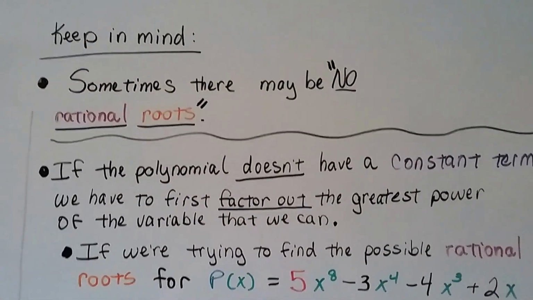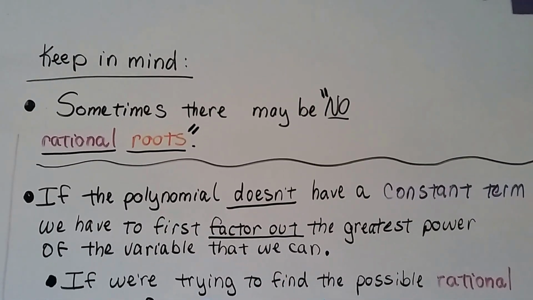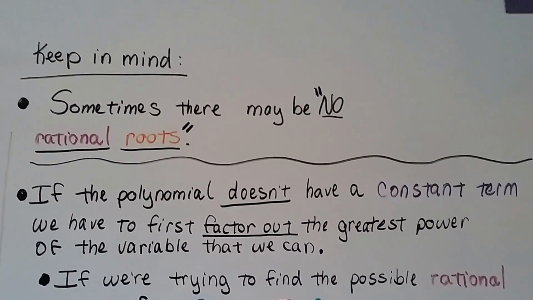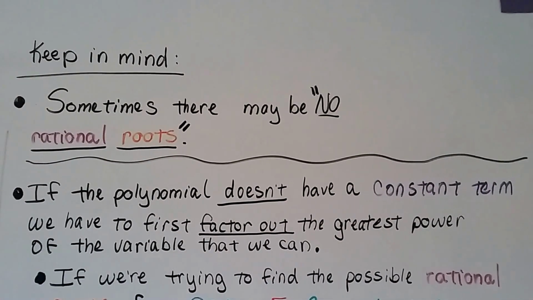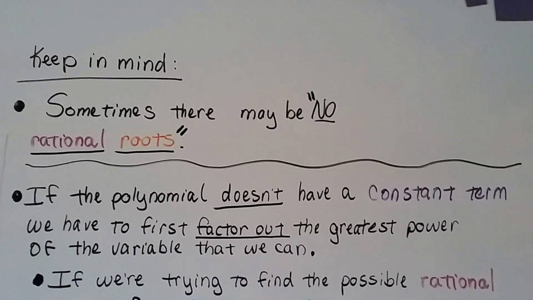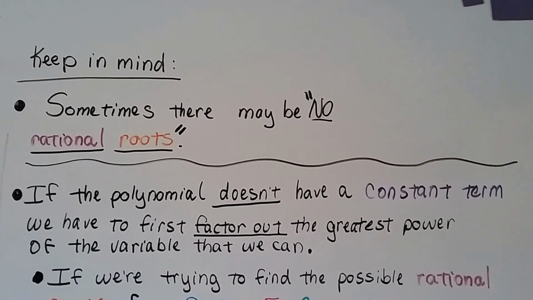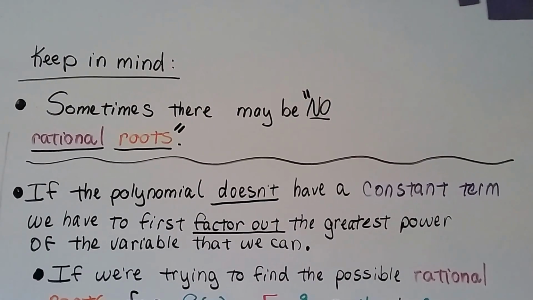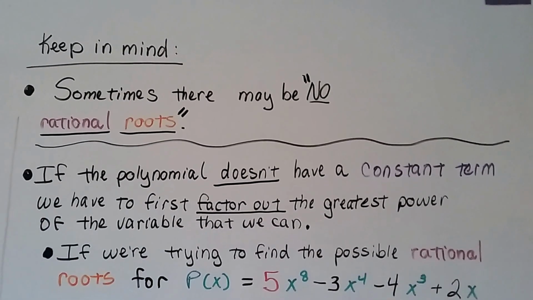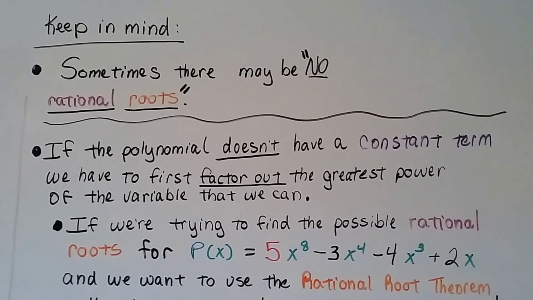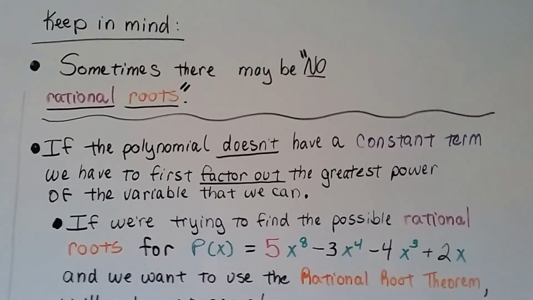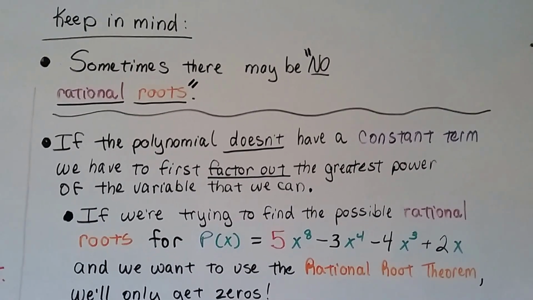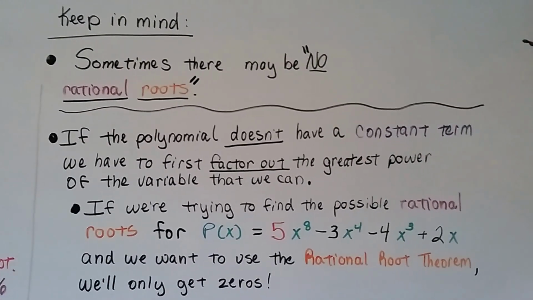All right? So here's a wrap-up of what we've got. I want you to remember that sometimes there may be no rational roots. And on your test or homework, that's what you're going to write: no rational roots. If you don't get a remainder of 0 in the synthetic division, there's no root there, okay? And if you've tried every single one of them and you don't get a remainder of 0, then that one didn't have rational roots. Might have irrational, don't know.